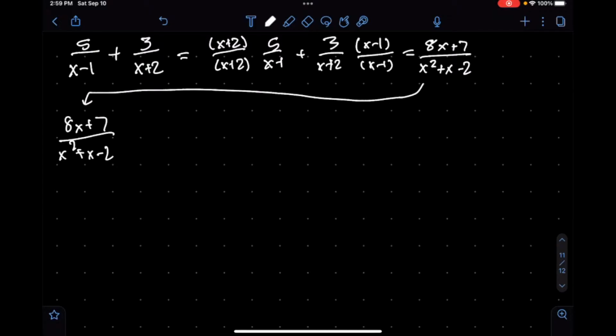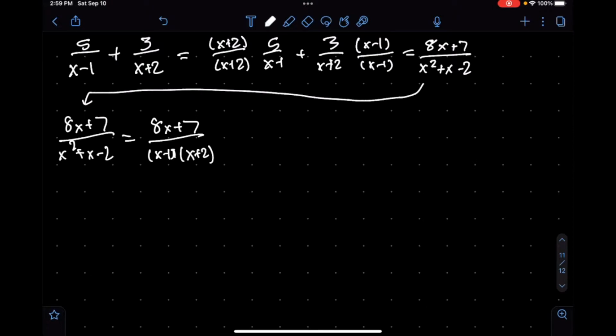Well, first, we should worry about the bottom. We can see that if we can break up the bottom, we can get it back into the two original linear expressions that it was made from, x minus 1 and x plus 2. So this is equivalent to 8x plus 7 all over x minus 1 times x plus 2.